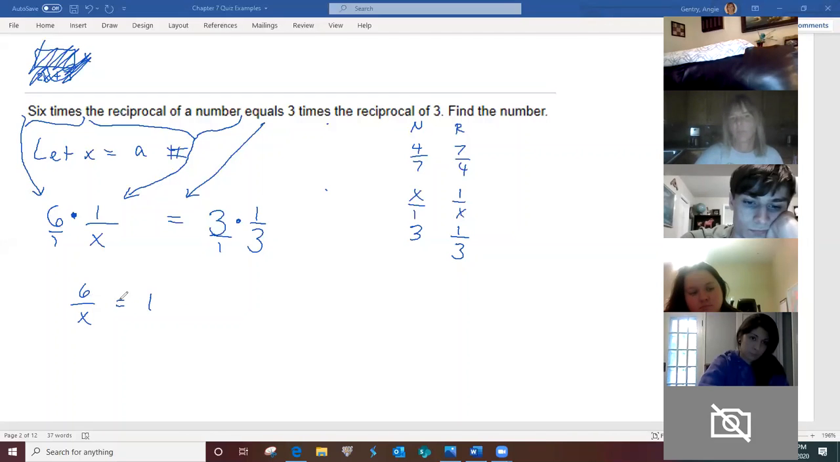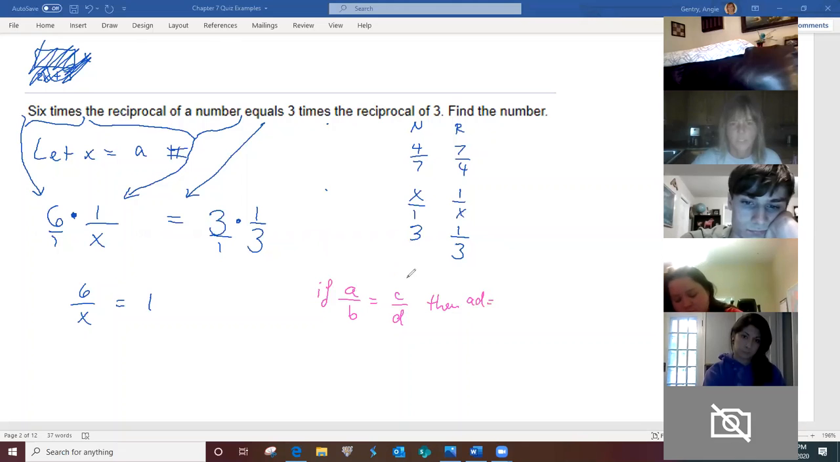If it's an equation, you can cross multiply. You could use the magic trick. It's all the same thing. So let me show you. A over B equals C over D. You know, this is a rule: if A over B equals C over D, then AD equals BC.